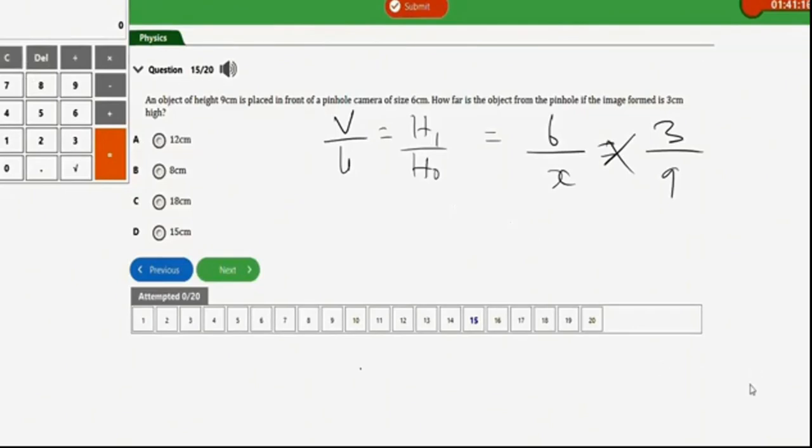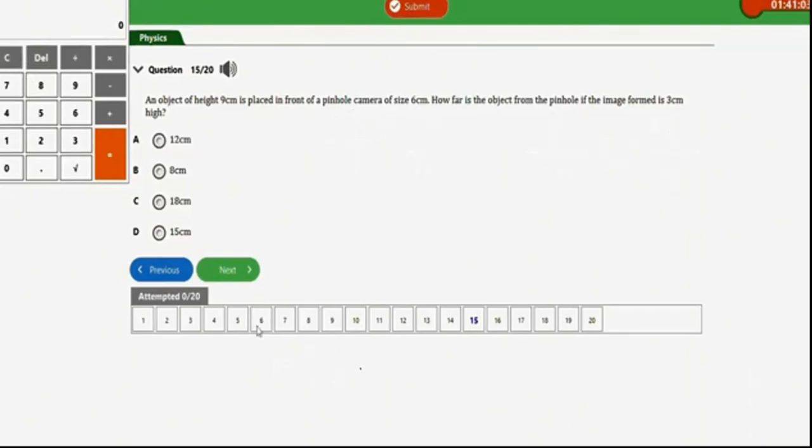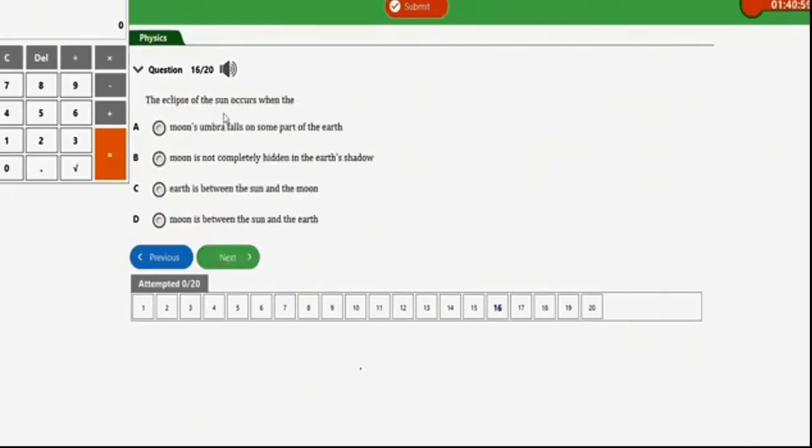Let's wipe this now and solve the next repeated question. Alright, so the next repeated question will be this question. It says the eclipse of the sun occurs when the moon is between the sun and the earth. The correct option is option D. Alright, so let's go to the next question, which is this one.